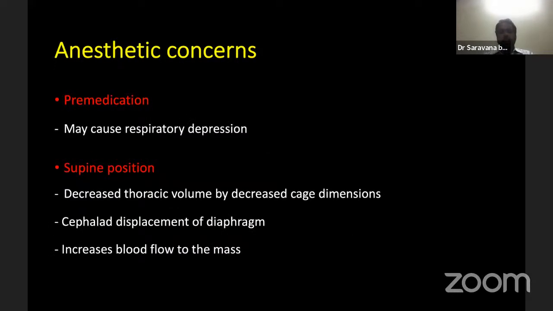So our main anesthetic concern in these kinds of patients is that pre-medication is always a challenge because it may cause respiratory depression. We have to evaluate properly whether the patient is having symptoms or not. If we give a pre-medication with some benzodiazepines or any other pre-medication, the patient may develop respiratory depression, and because of the mass effect, it may collapse the airways. In the supine position, they may have decreased thoracic volume by decreasing the cage dimensions and cephalad displacement of the diaphragm, and there is increased blood flow to the muscles. So all these things are a challenge in the perioperative period. Making the patient lie supine as well as giving pre-medication to these patients is always a challenge.